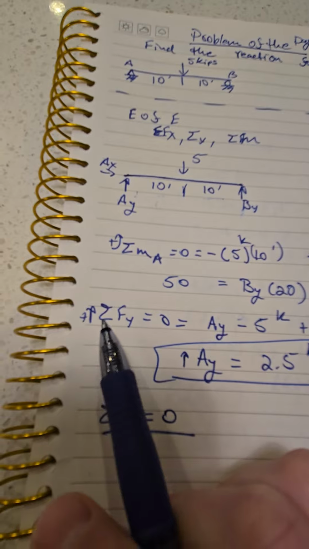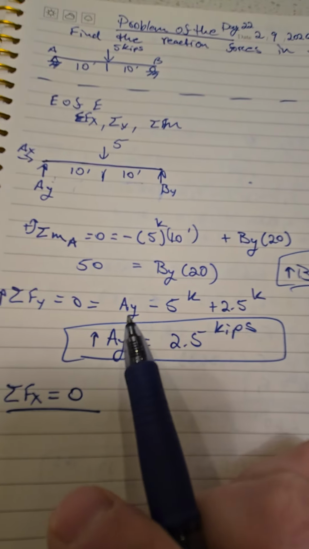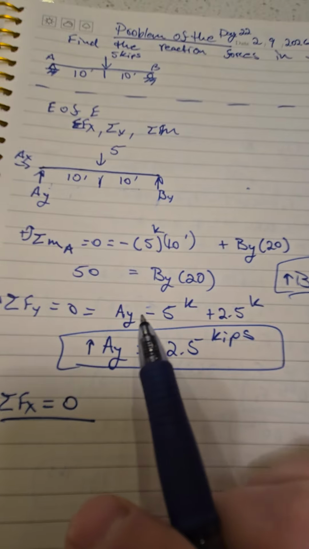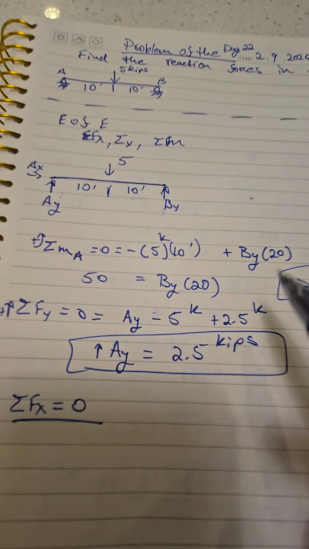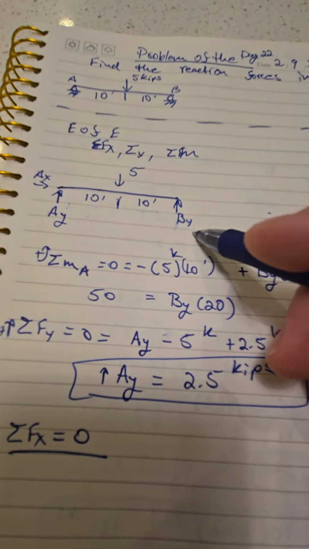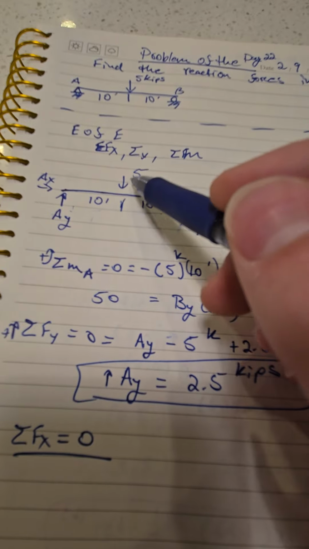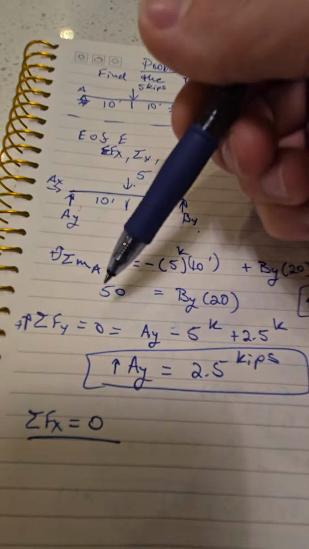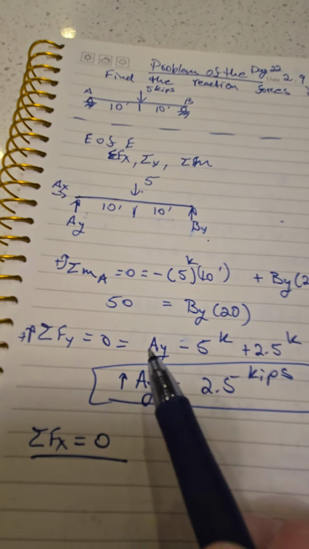So now then we'll sum the forces in the Y equals 0, so 0 equals AY minus 5 plus 2.5. So we knew this was 2.5 now because we solved for it. And then this is a negative 5. So 2.5 going upwards, 5 going downward. And then we don't know AY yet.